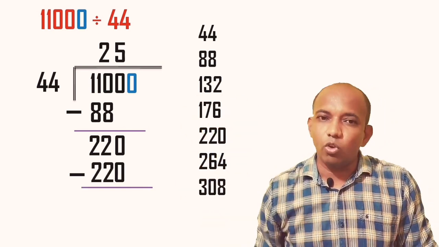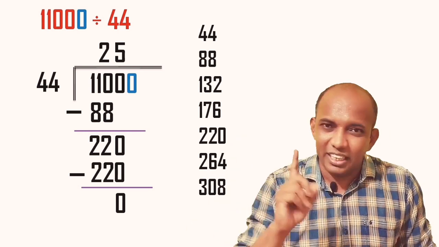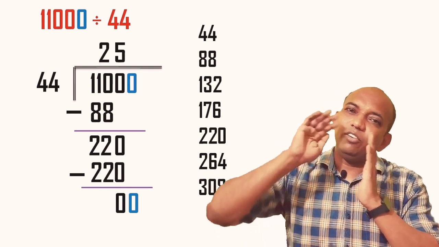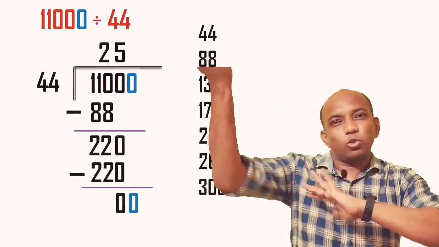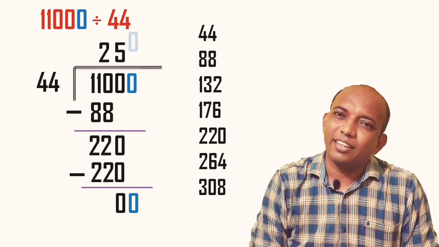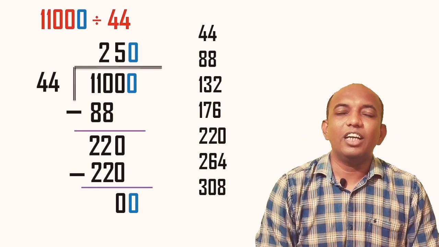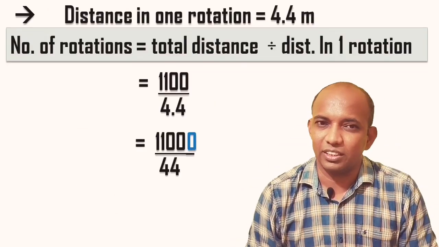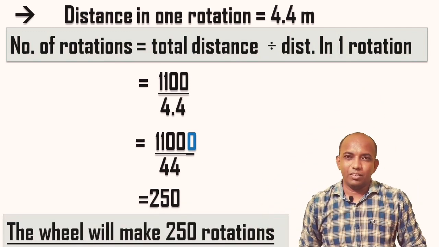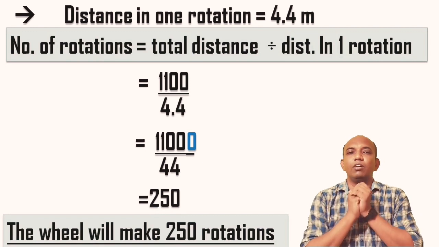After subtraction we get the answer 0, and still we are left with 1 zero, that is the blue color 0, right? Extra 0. The moment you take down that 0, in 44's table, zeros are 0, right? We can directly write that 0 in the quotient, and that gives the answer 250. So in short, that wheel is going to make 250 rotations to cover 1100 meter, and this is what we were in need of, right?